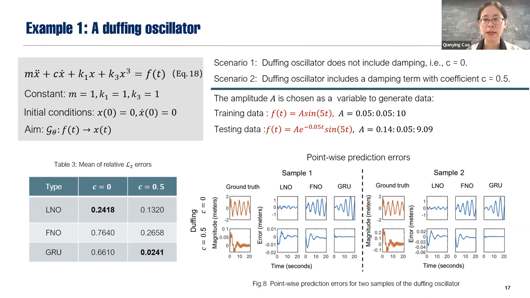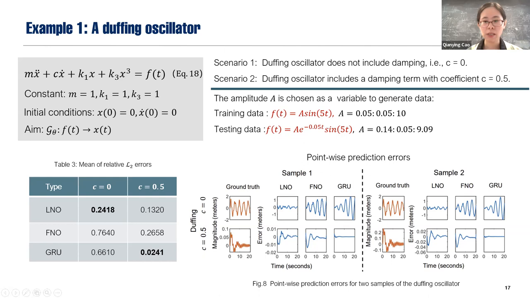For validating and testing the neural operator, we generate data sets considering a decaying sinusoidal force, where the amplitude A belongs to the range from 0.14 to 9.09, and the number of validation samples is 50, and that for testing is 130.